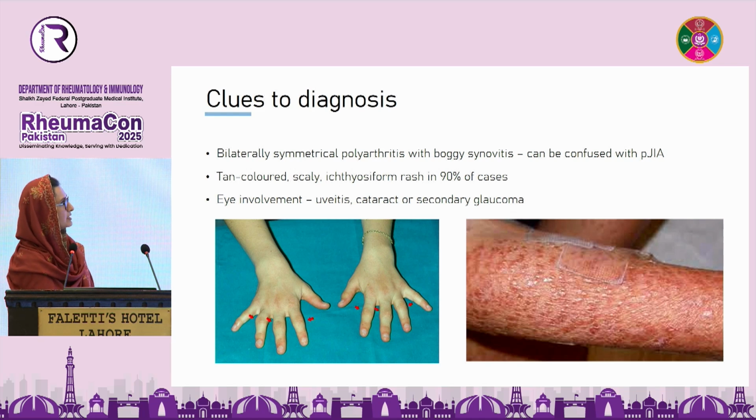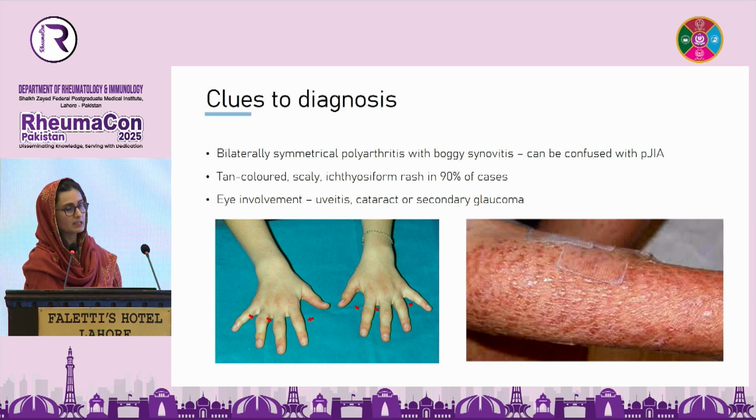The clues to diagnosis include bilaterally symmetrical polyarthritis with boggy synovitis, but mind you, this can confuse the clinicians and they can make a diagnosis of polyarticular JIA. They also have prominent skin involvement in the form of ichthyosiform rash, which is present in about 90% of the cases. And eye involvement is also quite prominent. They can present with uveitis, cataract, or secondary glaucoma.